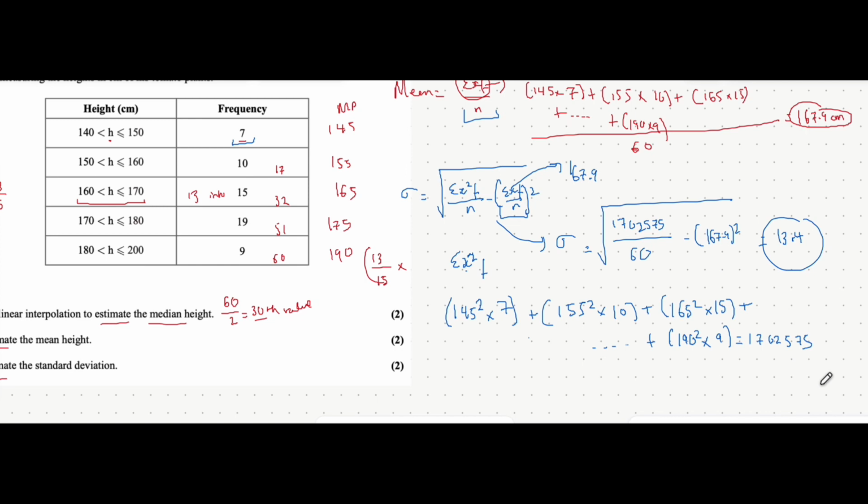Hopefully that all made sense. The key takeaways: x always represents the midpoint in group data because we don't know exactly what the data is. This fancy sign here just means you add together all of these values here. So here you're adding together all the midpoint squared times frequency values. Here you're adding together all the midpoint times frequency values. Hopefully that all makes sense.